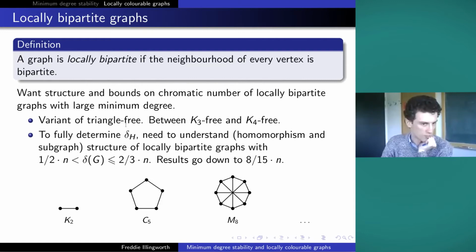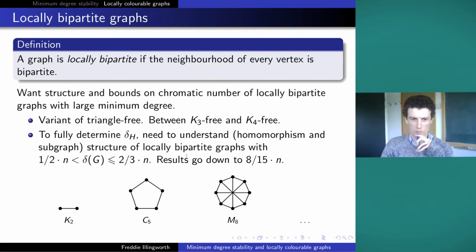And if we're going to determine delta H, we need to understand the structure of these, where the minimum degree is between 1/2 and 2/3. And our results, well, my results are down to 8/15, that's the same as the 7th gap. So if you can get 8/15 down to 1/2, then dreamy, you've got minimum degree stability sorted.